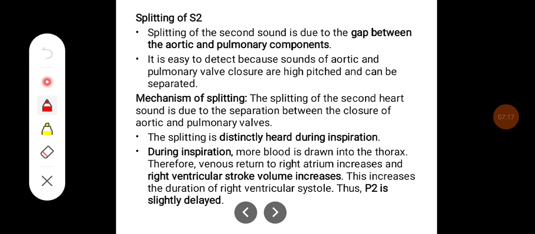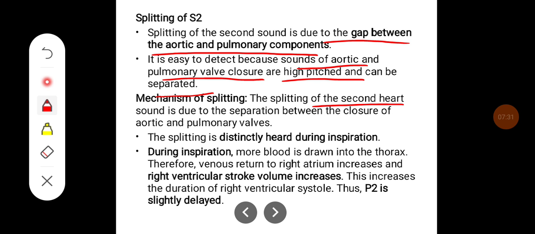The splitting of the second heart sound is due to the gap between the aortic and pulmonary components. It is easy to detect because sounds of aortic and pulmonary valve closure are high pitched and can be separated. The splitting is due to the separation between the closure of aortic and pulmonary valves. The splitting is distinctly heard during inspiration.